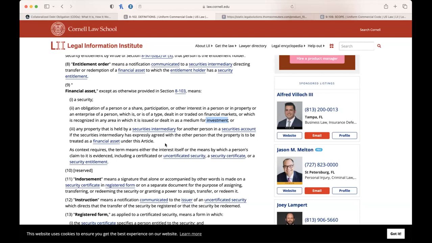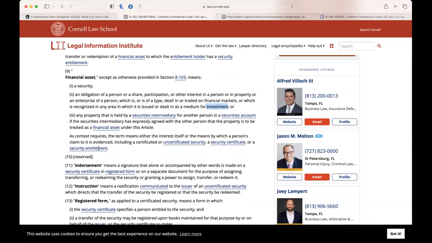As context requires, the term means either the full interest itself or the means by which a person's claim to it is evidenced. So you definitely have to make a claim to it. So it has to be evidence, including a certificated or uncertificated security, a security certificate, or a security entitlement. Definition.